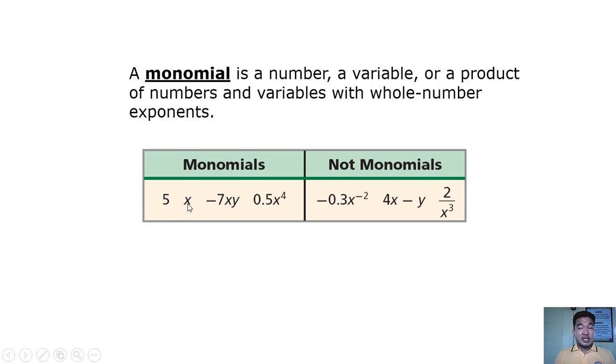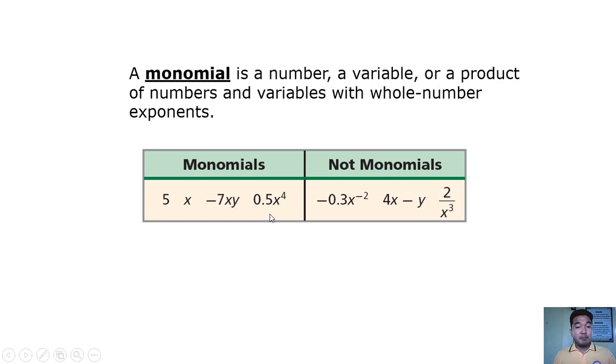Here, sa x, the exponent of our unknown variable is 1, whole number yon. Then the two variables here, x and y, the exponents are both 1, and 1 is a whole number. Here, the exponent of the variable is 4, and 4 is also a whole number.